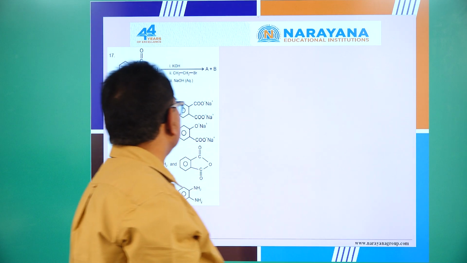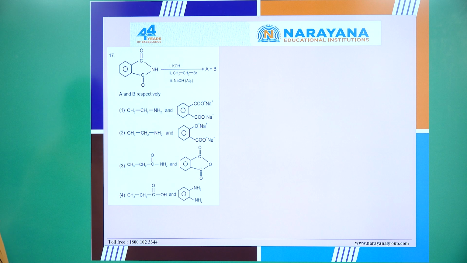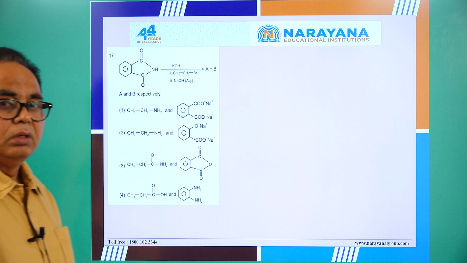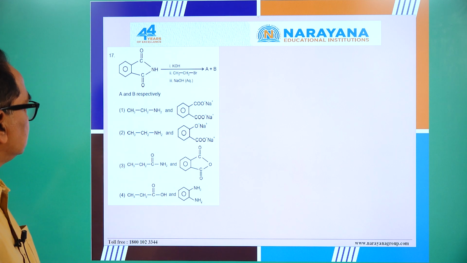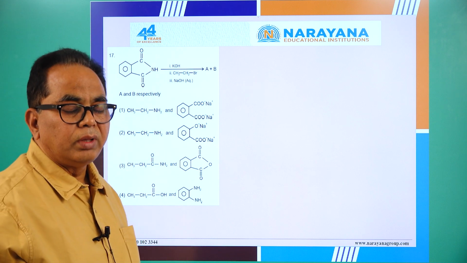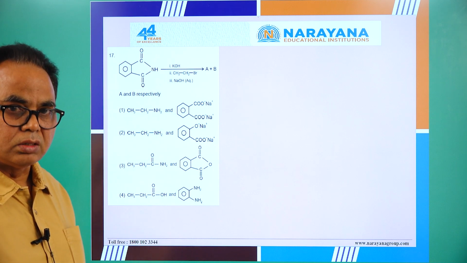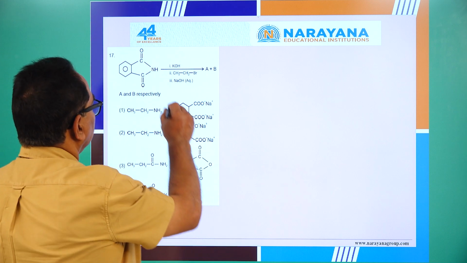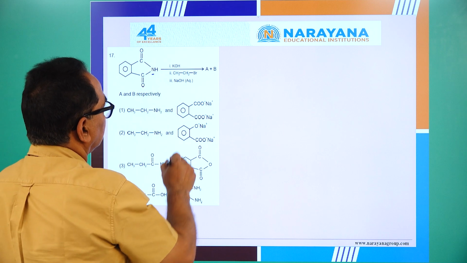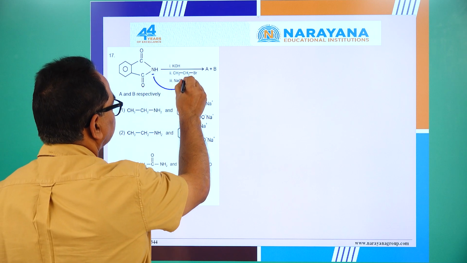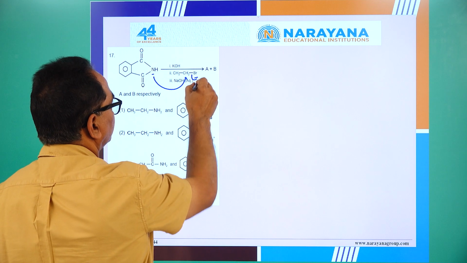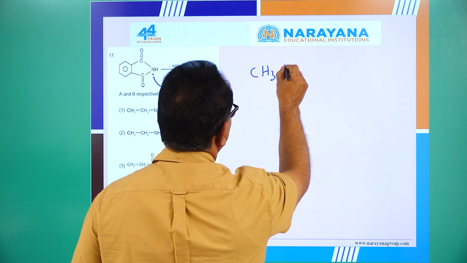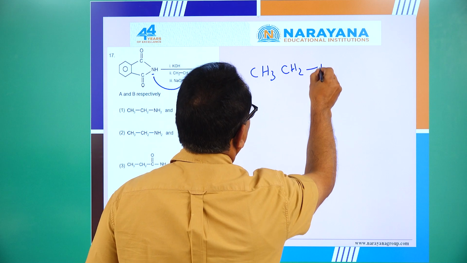Moving to the next question. This is again from the same chapter, amines. This is Gabriel phthalimide synthesis. Of course, this question can also be answered even without knowing the mechanism, because in Gabriel phthalimide synthesis, this nitrogen acts as a nucleophile and that will be substituted here and this will be removed. Then we get an amine. This is CH3, CH2, NH2.